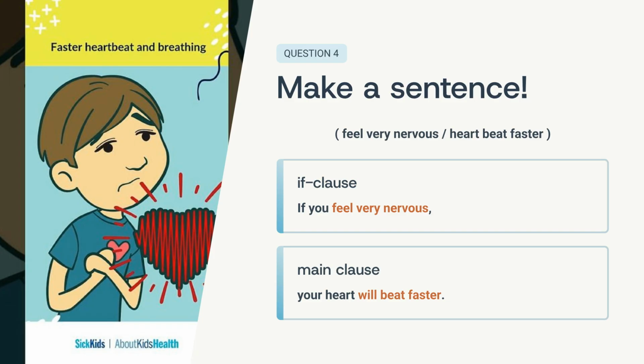Look at question 4. Make a sentence. Using the clue words feel very nervous and heartbeat faster, what is our sentence? The if clause is, if you feel very nervous. The main clause is, your heart will beat faster. Putting them together, our complete sentence is, if you feel very nervous, your heart will beat faster.